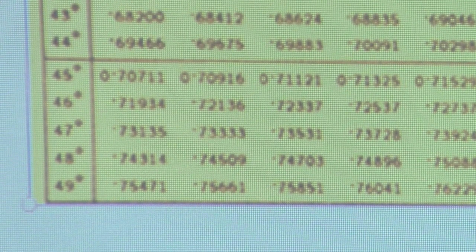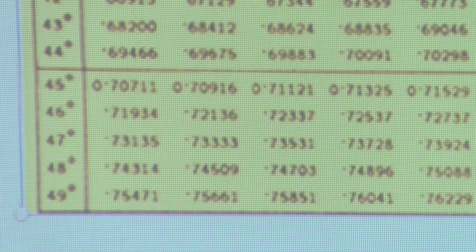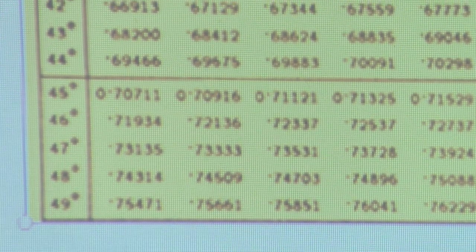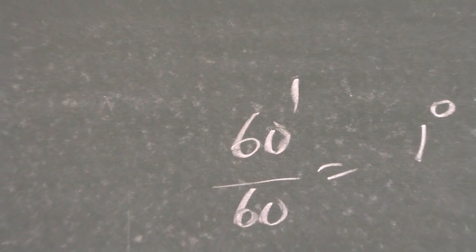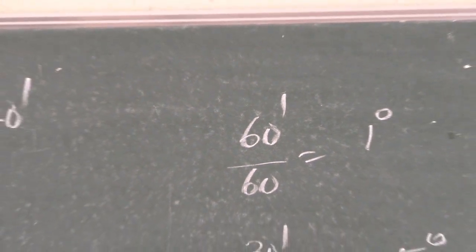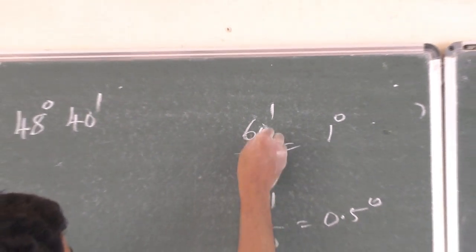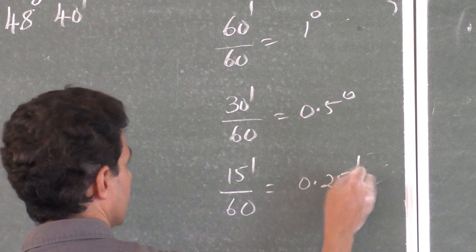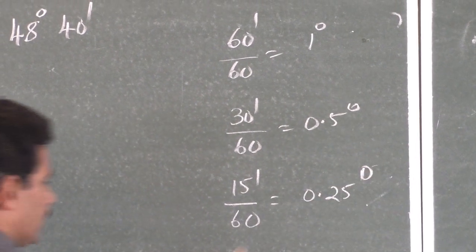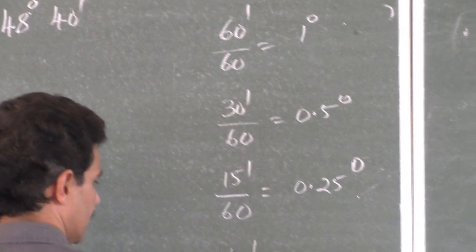So every minute, if you want to calculate, we got the answer as 48 degrees, 40 minutes. If you have 60 minutes, divide it by 60, 1 degree. 30 minutes, divide by 60, it is 0.5 degree. If you have 15 minutes, it is 1/4 of the 60, right? Divide by 60, it is 0.25 degree, sorry. Now what is 40 minutes divided by 60?